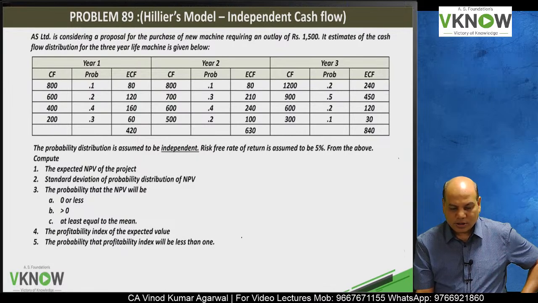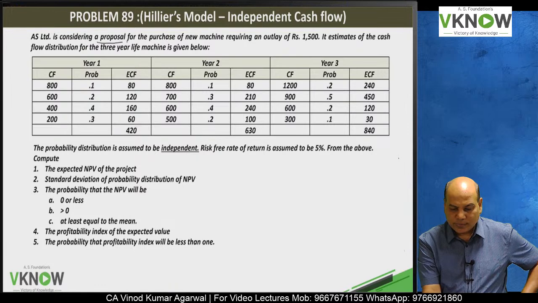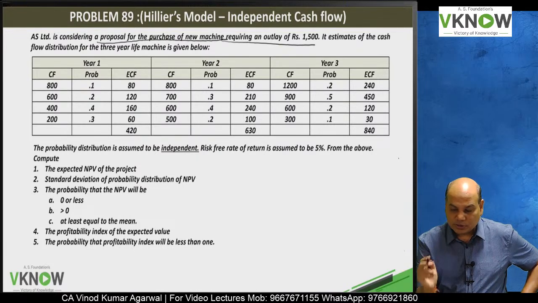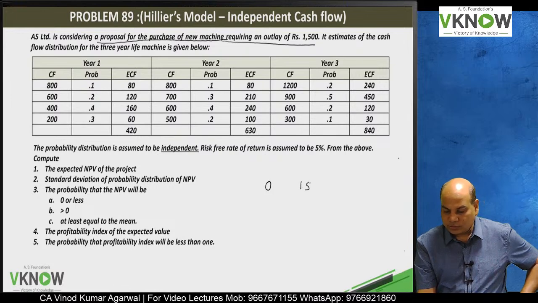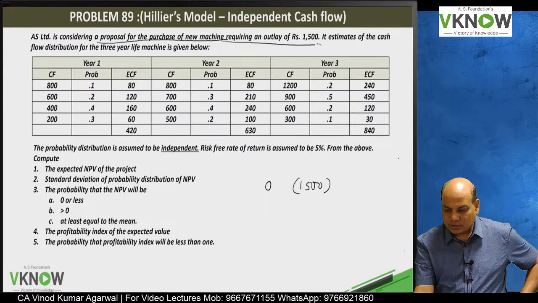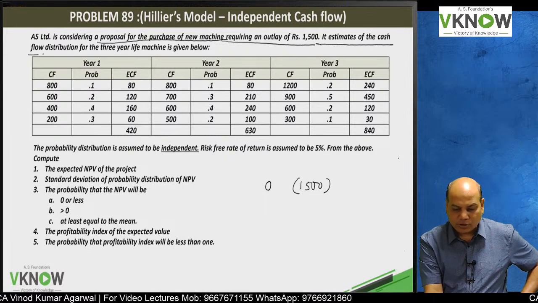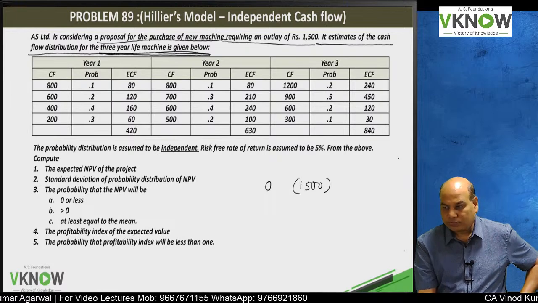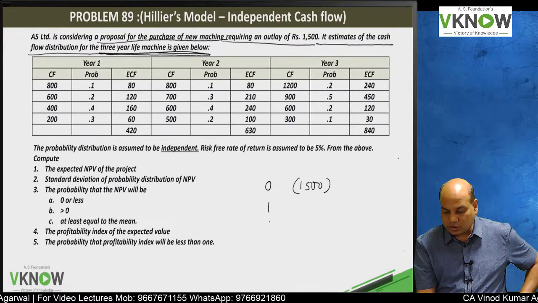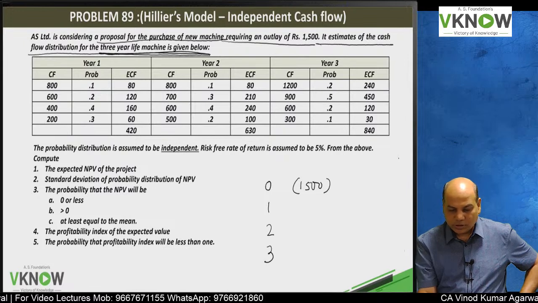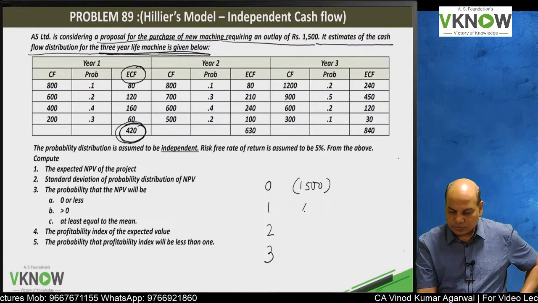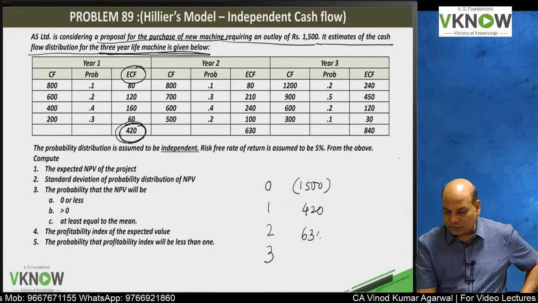Question is, AS Limited is considering a proposal for the purchase of a new machine requiring an outlay of rupees 1500. So year 0, 1500. Its estimate of cash flow distribution for the 3-year life machine is given below. So year 1, year 2, year 3. In this question, good news, expected cash flow is already calculated for you.